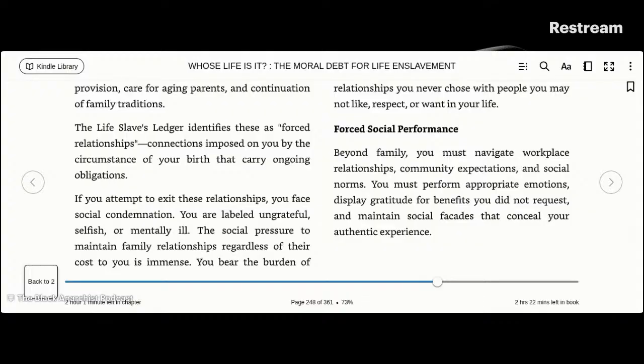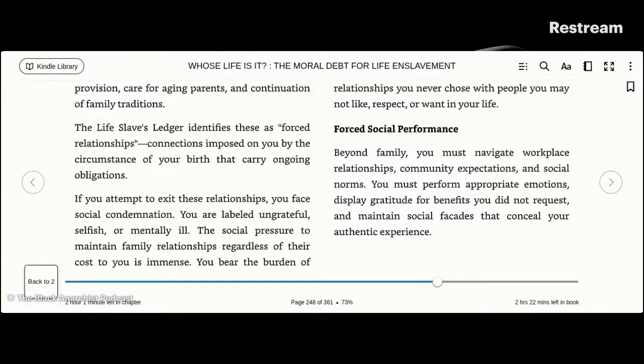If you attempt to exit these relationships, you face social condemnation. You are labeled ungrateful, selfish, or mentally ill. The social pressure to maintain family relationships, regardless of their cost to you, is immense. You bear the burden of relationships you never chose with people you may not even like, respect, or want in your life. Forced social performance.